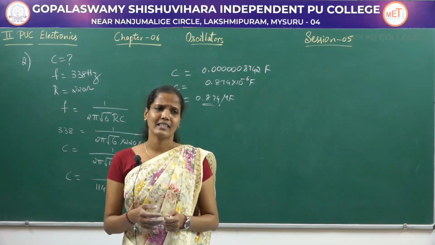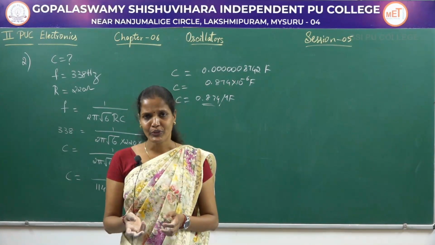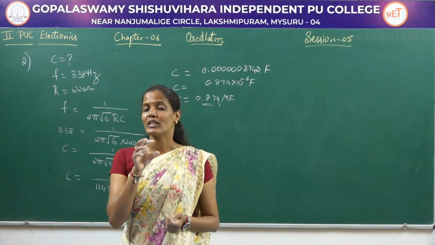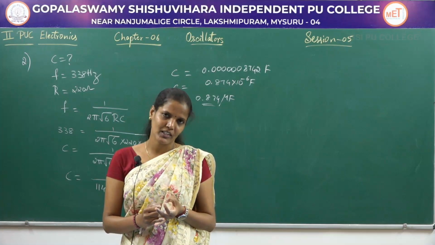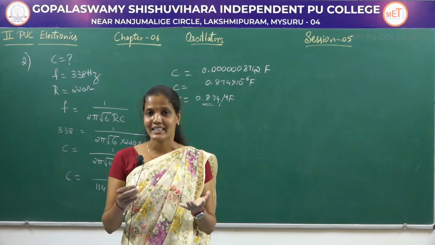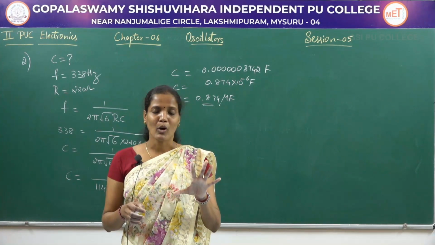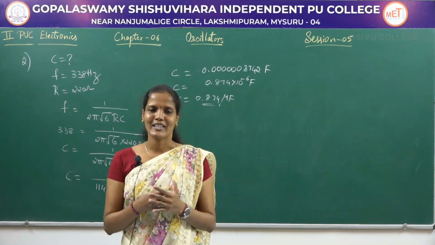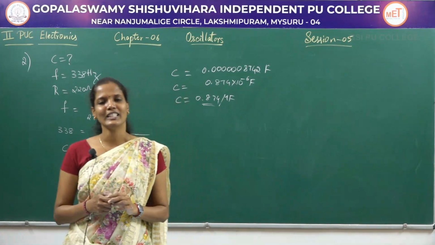For resistance and frequency, it will be 10 to the power of positive values. Make sure you keep those answers in the standard forms, that is 10 to the power of 3, 10 to the power of 6; 10 to the power of 3 in the sense kilo, 10 to the power of 6 in the sense mega. So these are some of the points you have to keep in mind while solving these kinds of problems. Now let us move on to the last problem of this session.